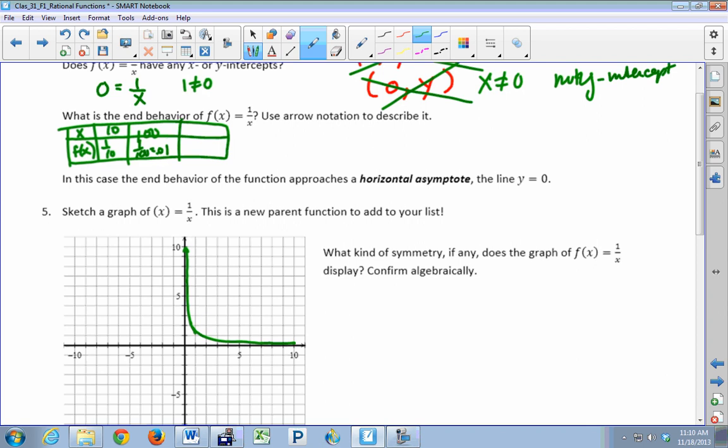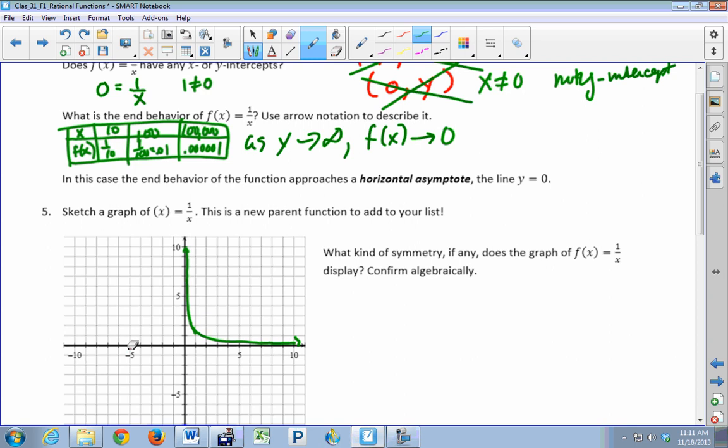What happens if I go way out here and I'm at 100,000? What's the value of my function? 0.000001. So what's my end behavior look like? What's happening to the value of my function as x gets really, really big? As x approaches infinity, what does the value of my function approach? What value? 0.